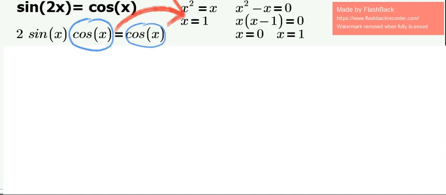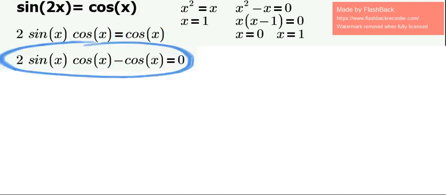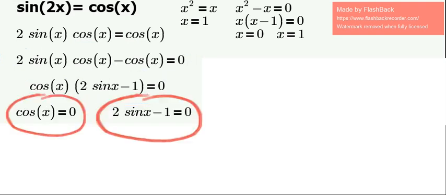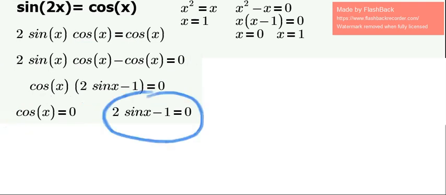If you divided by cosine of x, it would be equivalent to dividing by x, and you would end up losing solutions. So we'll have 2 sine of x cosine of x, minus cosine of x, equals 0. Now I can factor cosine of x out of both terms, and I'll be left with cosine of x times 2 sine of x minus 1 equals 0. Now I set each piece equal to 0. So cosine of x has to equal 0, or 2 sine of x minus 1 has to equal 0, and adding 1 and dividing by 2 gives sine of x equals 1/2.